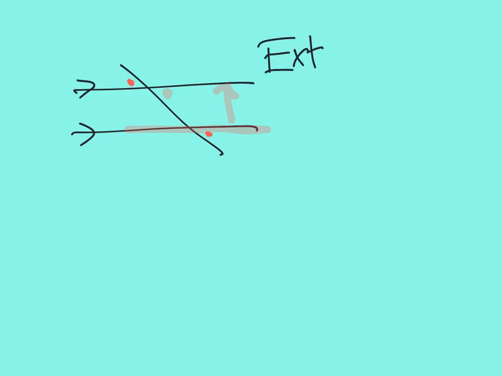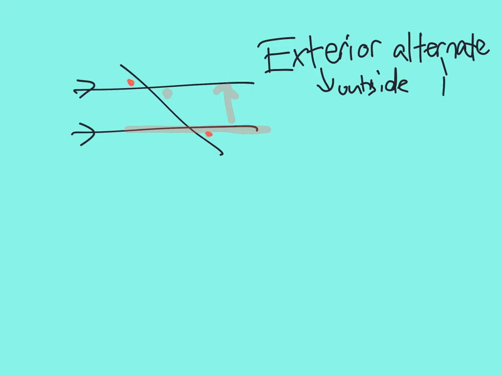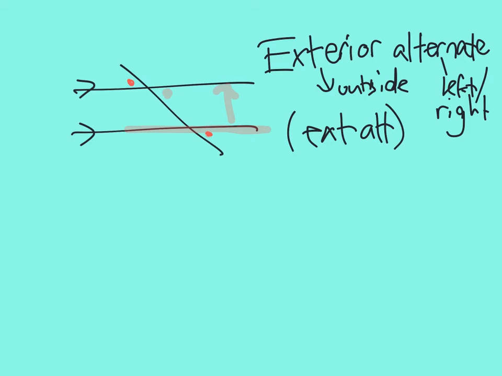So you'll notice that it's similar. Exterior is outside. Alternate could be that left-right. We're alternating between left and right. Okay, so your proof, ext alt, because when we move it up, you see that opposite relationship happening, so you know that those angles are congruent.